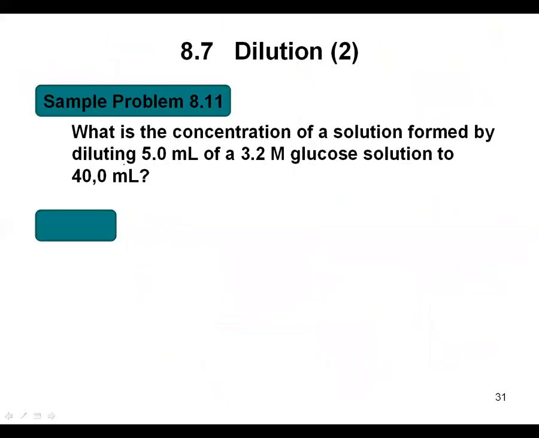So why don't you take a second here and calculate what we're looking at here. What is the concentration or molarity of a solution that's formed by diluting 5 milliliters of a 3.2 molar glucose solution to, that shouldn't be 40 milliliters, should be a dash there, 40 milliliters of the solution. So take a second and calculate that.